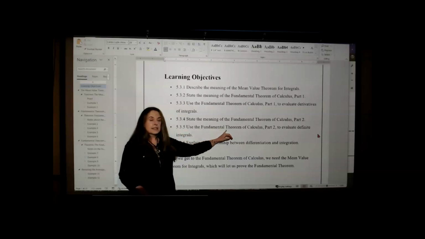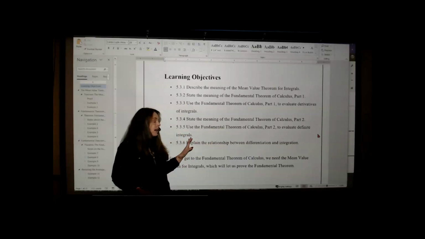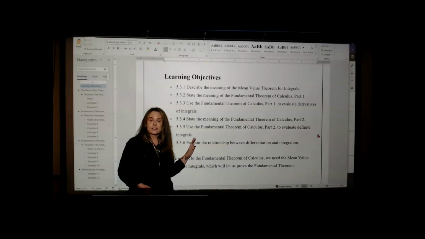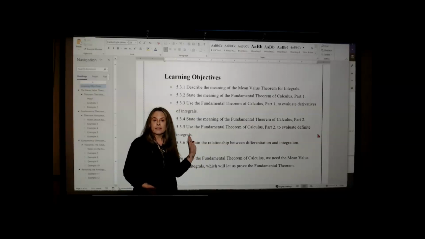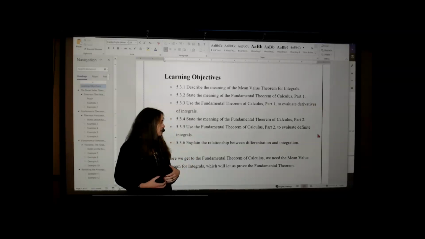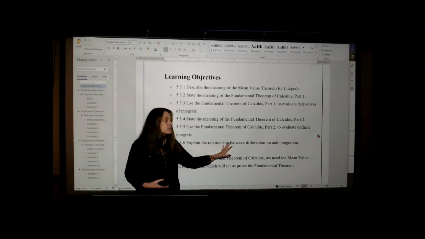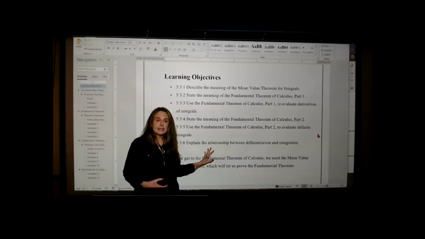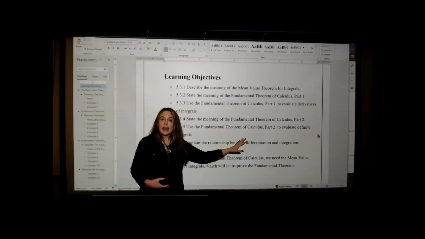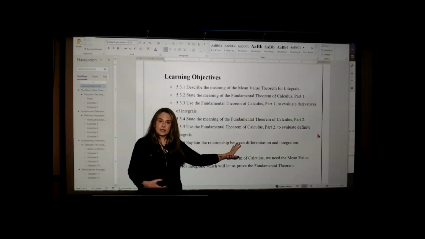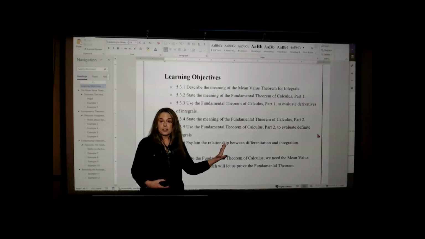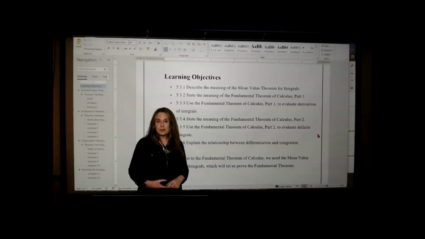We're going to use the second part of the fundamental theorem to evaluate definite integrals. This is our better way of calculating the area between a curve and the independent axis. This will give us the relationship between antidifferentiation and the definite integral, and it explains the relationship between differentiation and integration. Let me share my screen with you so we can get started.